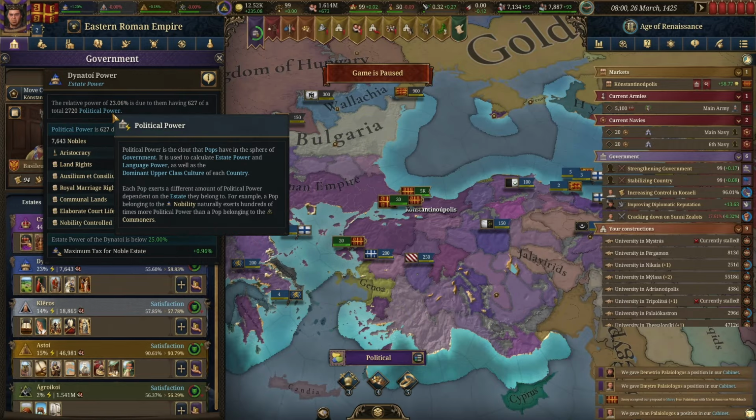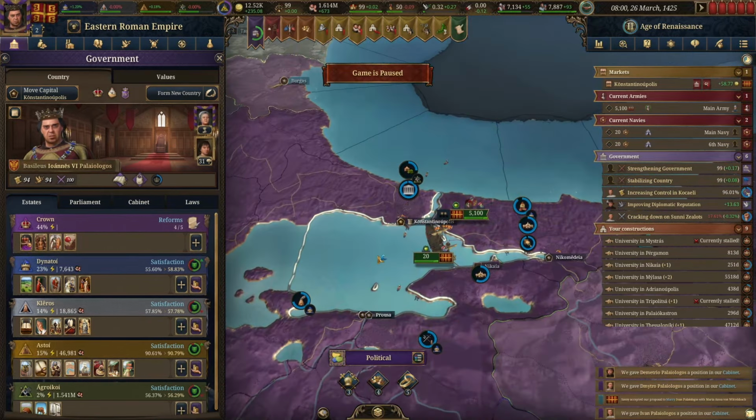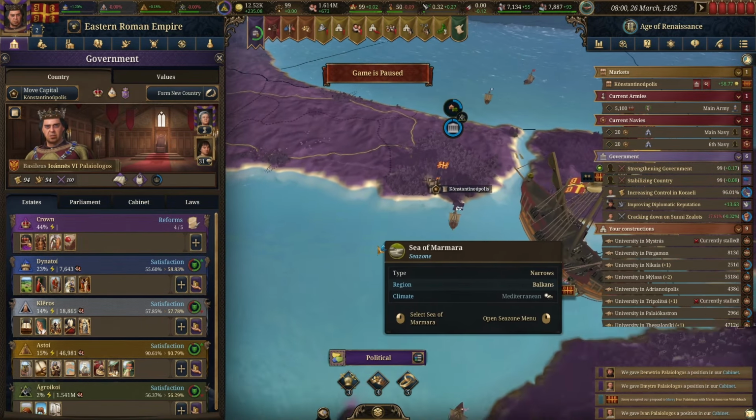But what is political power? It says it comes from pops. So let's look at an example. If we zoom in on Constantinopolis, capital of the world, and then we go to the demographics screen, and we look at this handy little pie chart here.